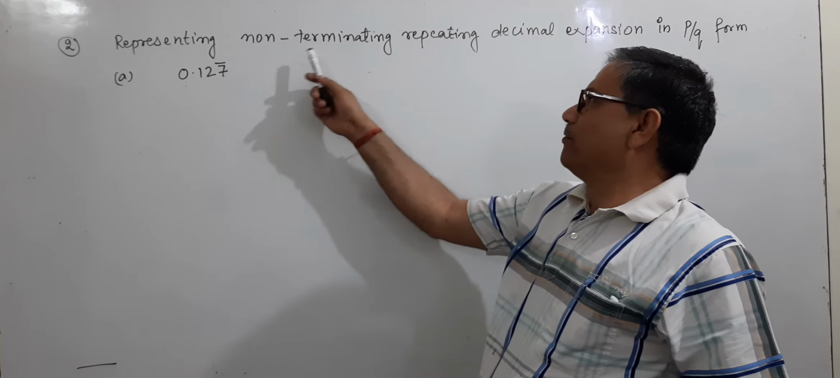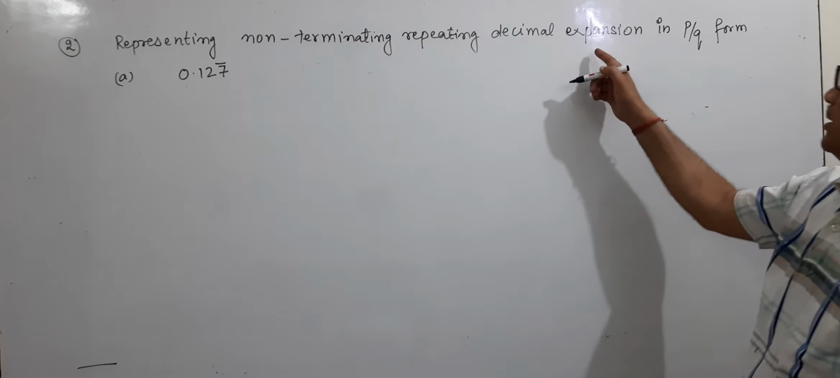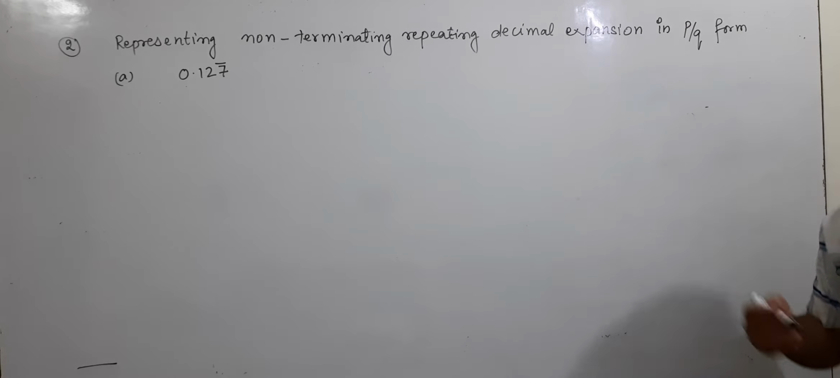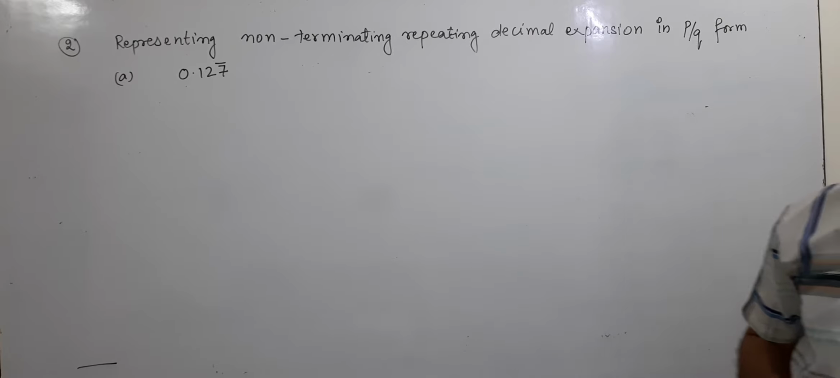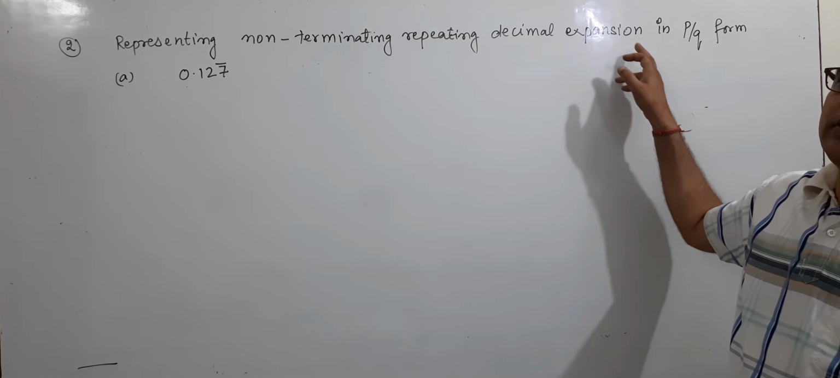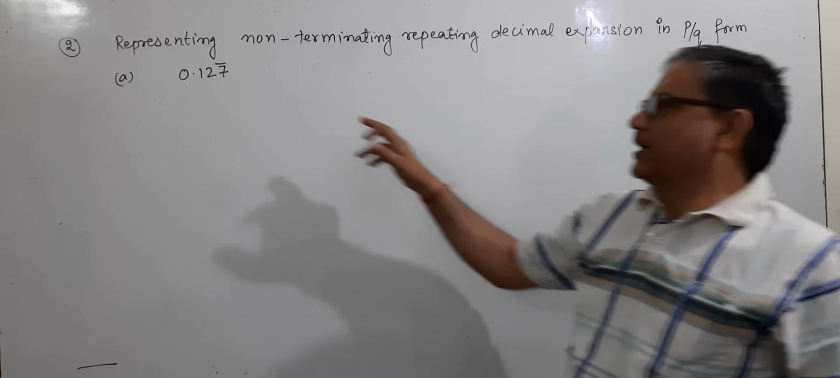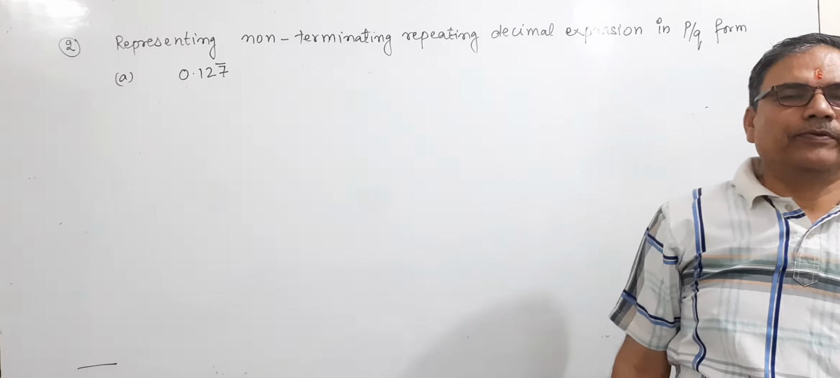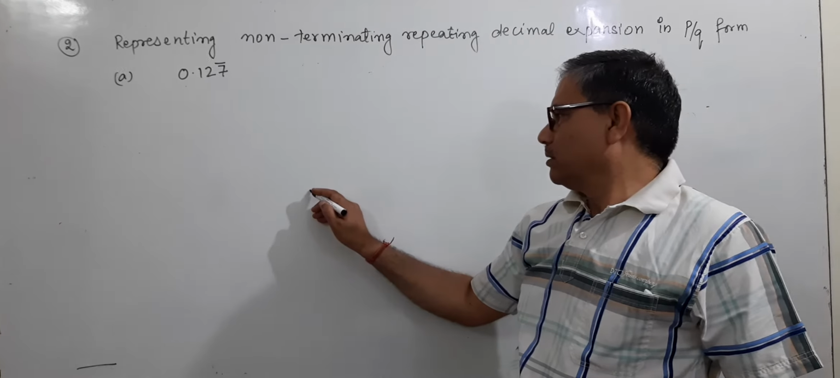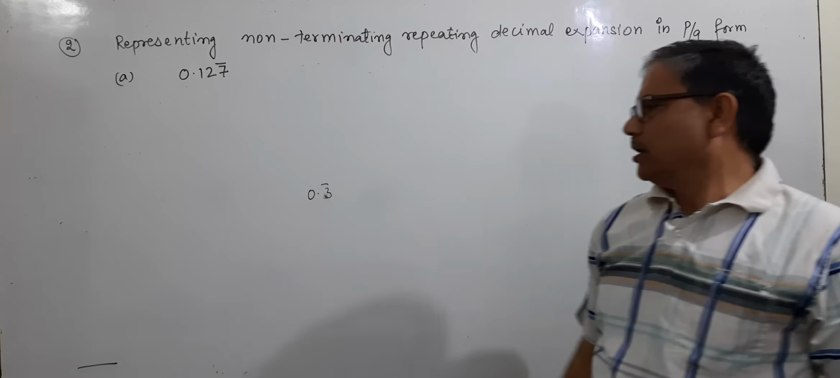And we will discuss representing a non-terminating repeating decimal expansion in p by q form. Meaning, how we can represent a non-terminating repeating decimal in p by q form of the second type. In the previous video, we discussed the non-terminating repeating decimal in p by q form.